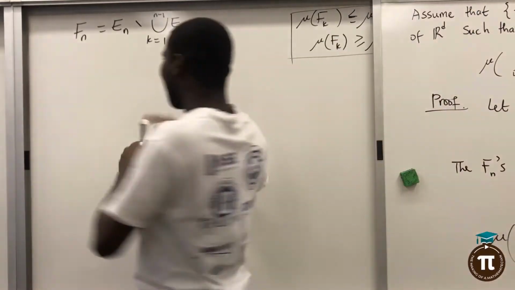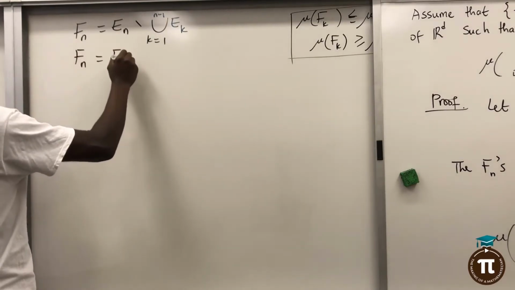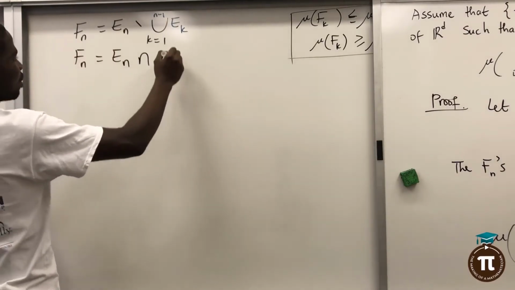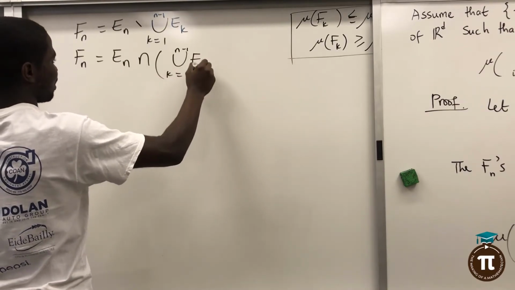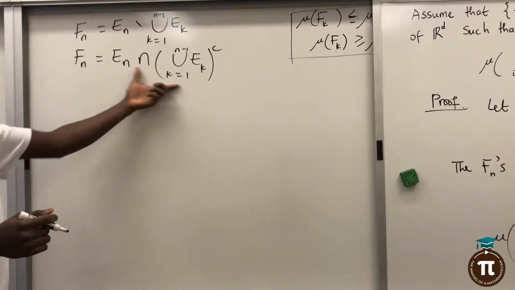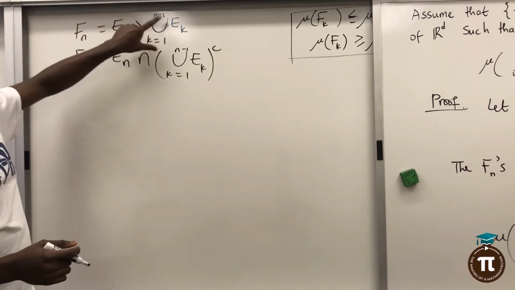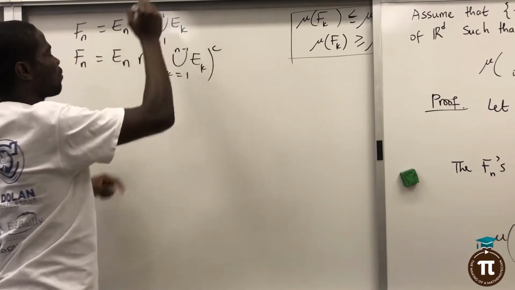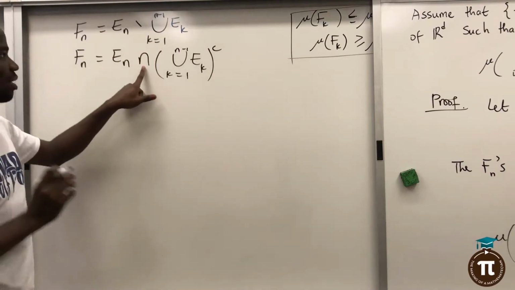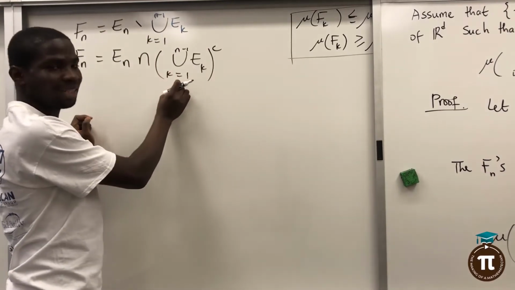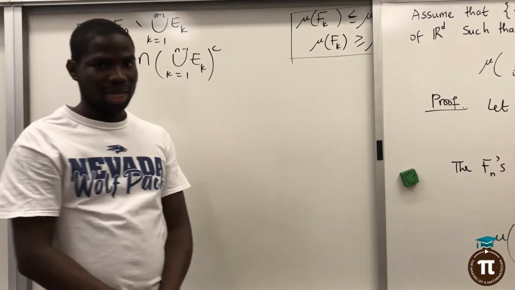Now, if I want to write it properly, this is Fn equal to En intersection union of k starting from 1 to n minus 1 of Ek complement. I hope you are aware of this. This thing means minus all this here. Another way to write this is intersection of the union of k starting from 1 to n minus 1 of Ek, then complement. That is what you have.